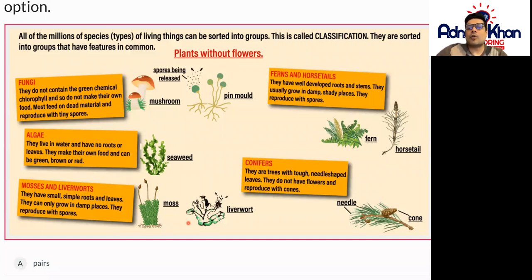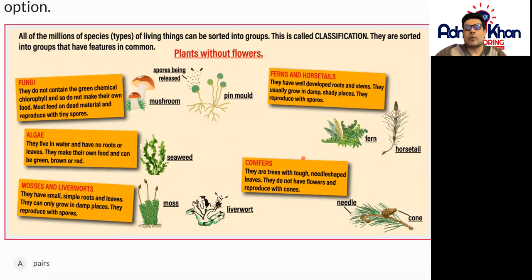Ferns and horsetails have well-developed roots and stems. They usually grow in damp, shady places, and they reproduce with their spores. Here we've got an example of a fern, what it looks like, and then an example of what we call horsetails.